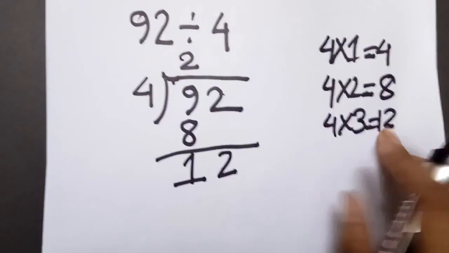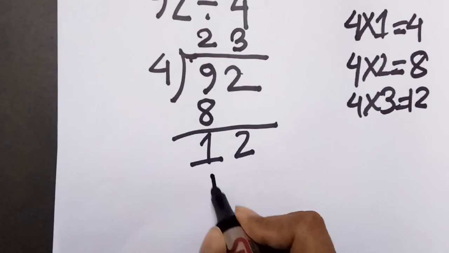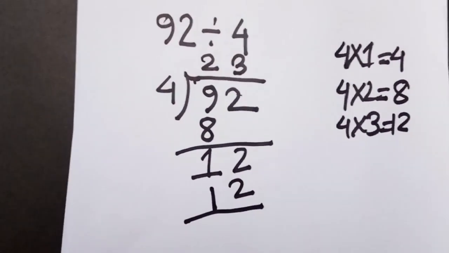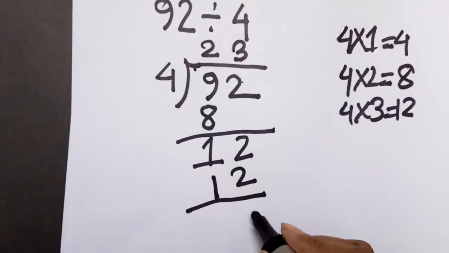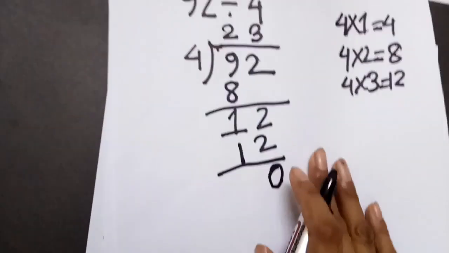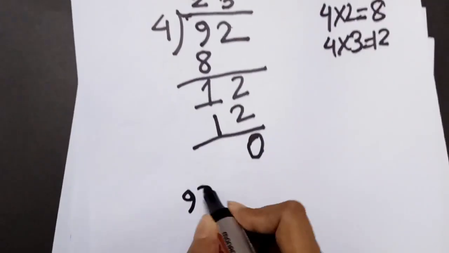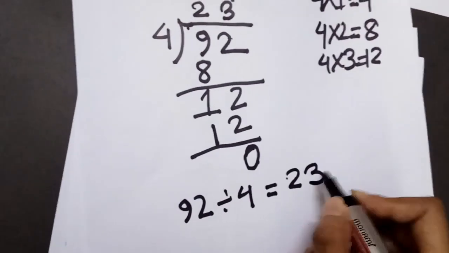Again we got 4 threes are 12. Exactly 4 threes are 12. That's why I am writing 3 here. 4 threes are 12. 12 minus 12 is equal to 0. We got our answer. Our answer is 92 divided by 4 equals 23.